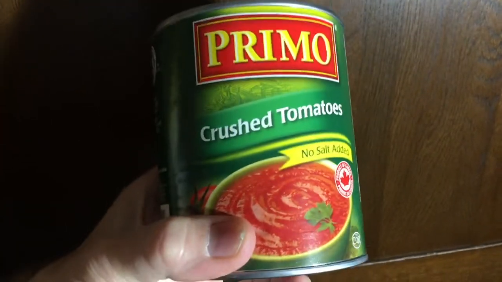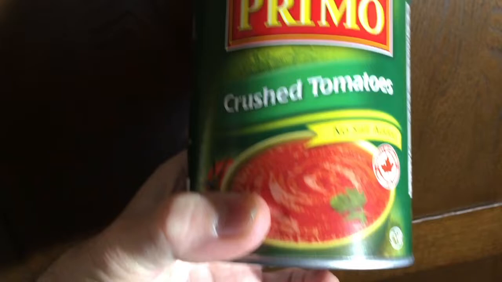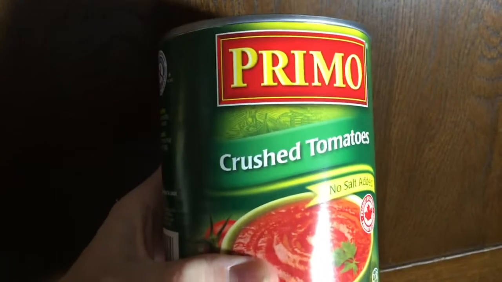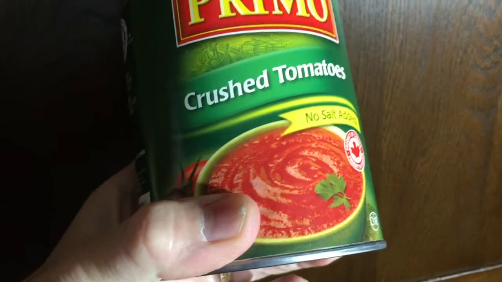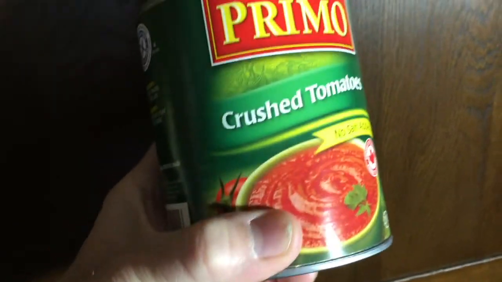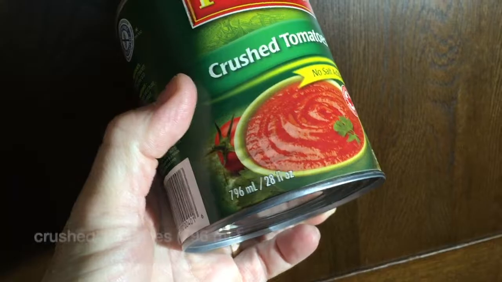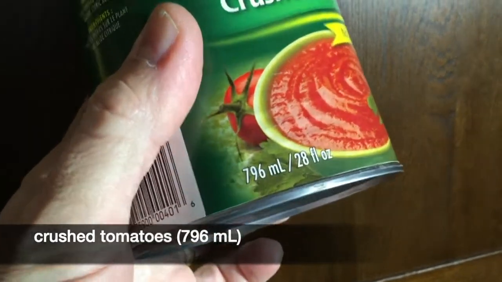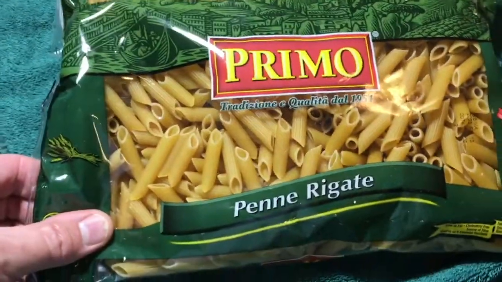Here's a can of crushed tomatoes. So I could open this lid and I could pour this out into a bowl. So I think it's pretty liquidy. So do you think it would be measured with grams? Or do you think it should be measured with milliliters? 796 milliliters. Okay, here's the final one.